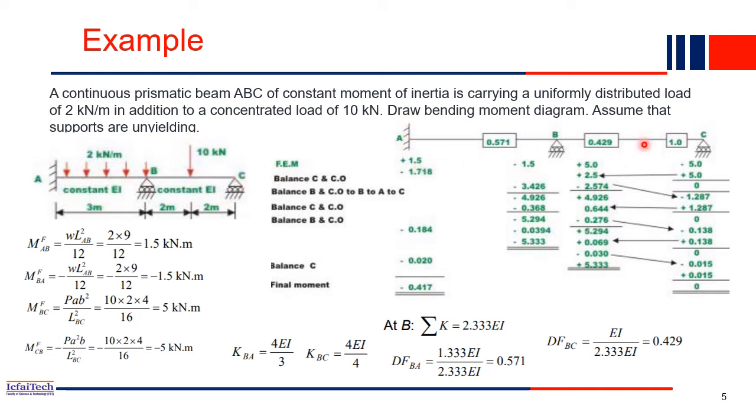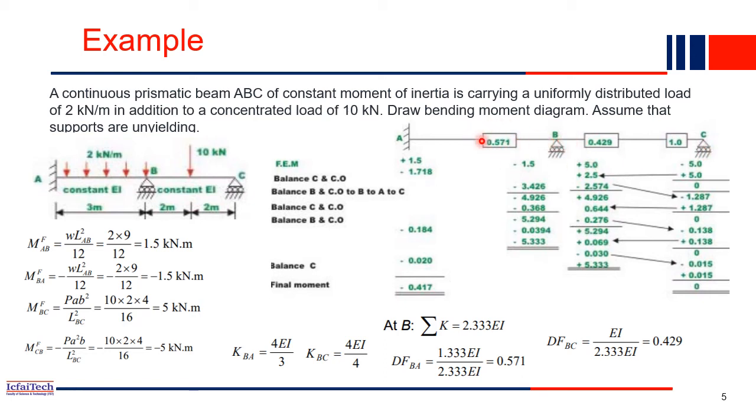So that is our beam. Whatever we just computed is written here. This is our original beam. The left-hand side is fixed, and then at the middle B you have a roller, and at C again a roller. Now we have written the distribution factors.